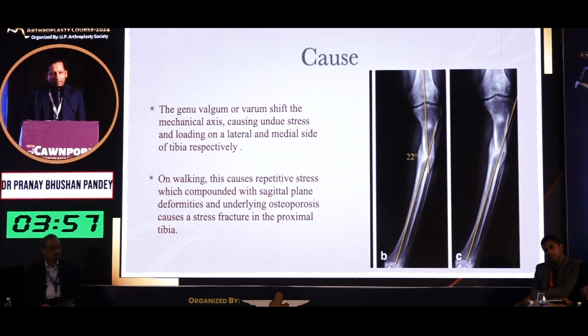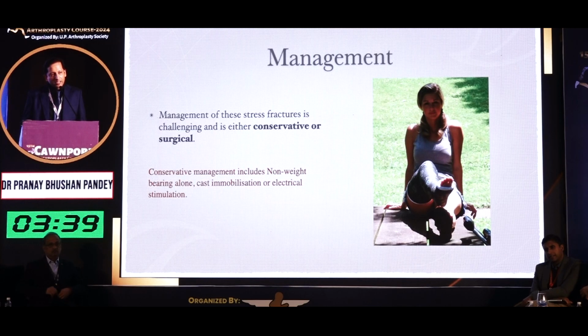On an osteoarthritic knee, the valgus and the varus shift shifts the mechanical axis, causing undue stress and loading the lateral or the medial side of the tibia respectively. So on walking, this causes repetitive stress, which compounded with sagittal plane deformity and underlying osteoporosis can lead to a stress fracture. So management is of two types.